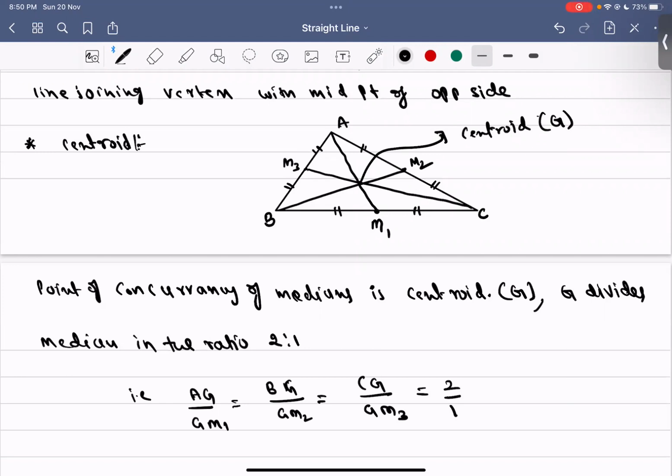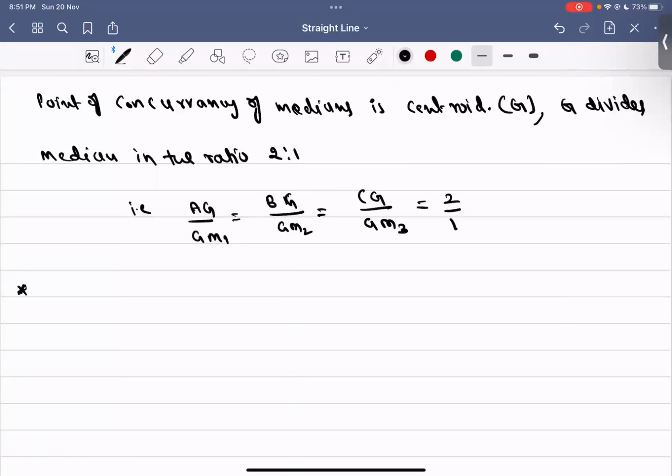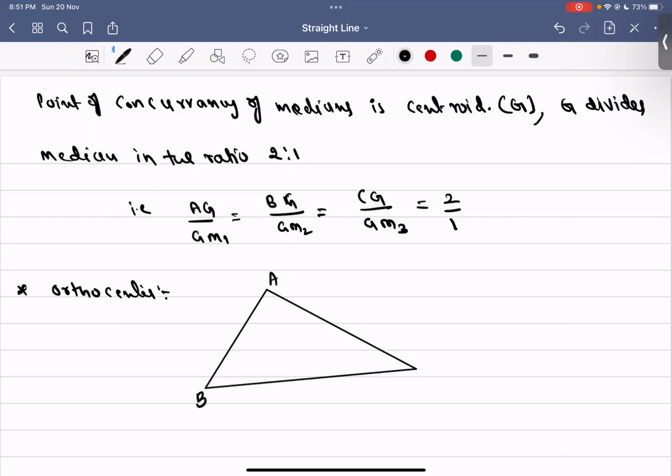Next term is orthocenter. Orthocenter definition: the point of concurrency of altitudes or heights is the orthocenter. Suppose this is the triangle ABC. So this is one altitude. This angle is 90 degrees. So this is another altitude. This angle is 90 degrees. Third one, here also the angle is 90 degrees. So the point of concurrency of altitudes is called the orthocenter. Generally orthocenter is denoted by capital H.